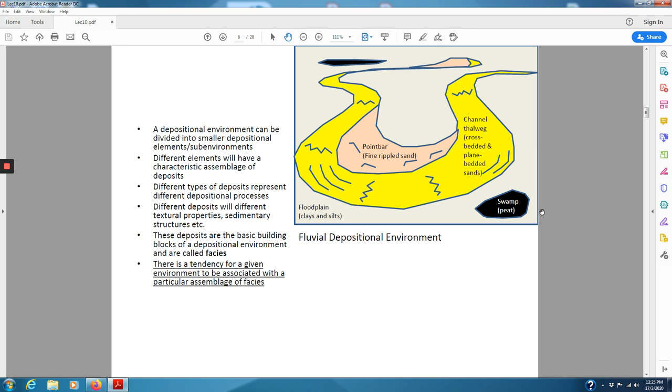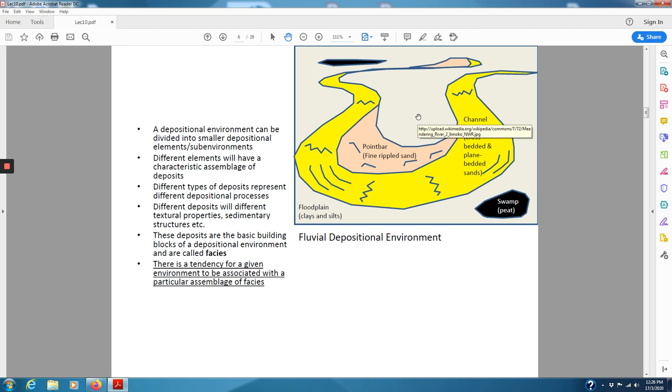So you come up with a conceptual model of the environment in terms of deposition, a depositional model in this case, right? So basically, you have divided the whole depositional environment into different depositional elements. And each depositional element will have a characteristic assemblage of deposits. Coarser sand in the channels, finer sand in the point bars, finer sediment in the floodplains, and peat in the swamps, right?